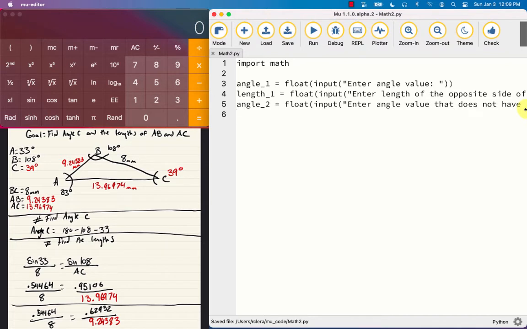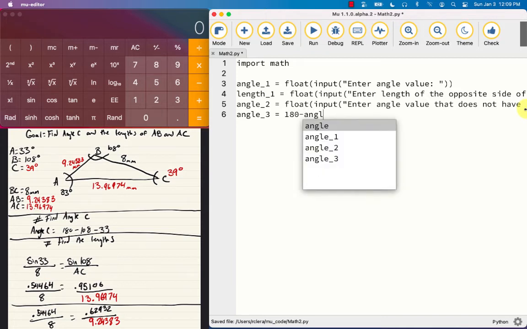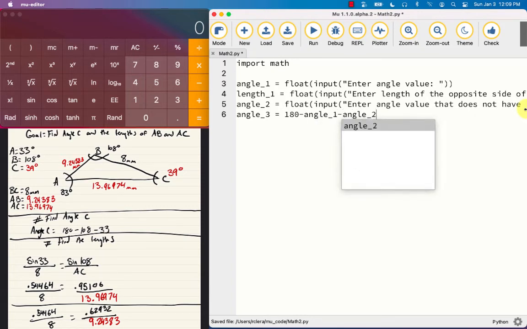Now if we go back to the iPad where I did the math, the first thing we did was find angle C, right? So we can actually do that. Angle C is 180 minus 108 minus 33. So we can go ahead and do angle3 is equal to 180 minus angle1 minus angle2. I'm just going to clean this up a little bit. Let's put some spaces.